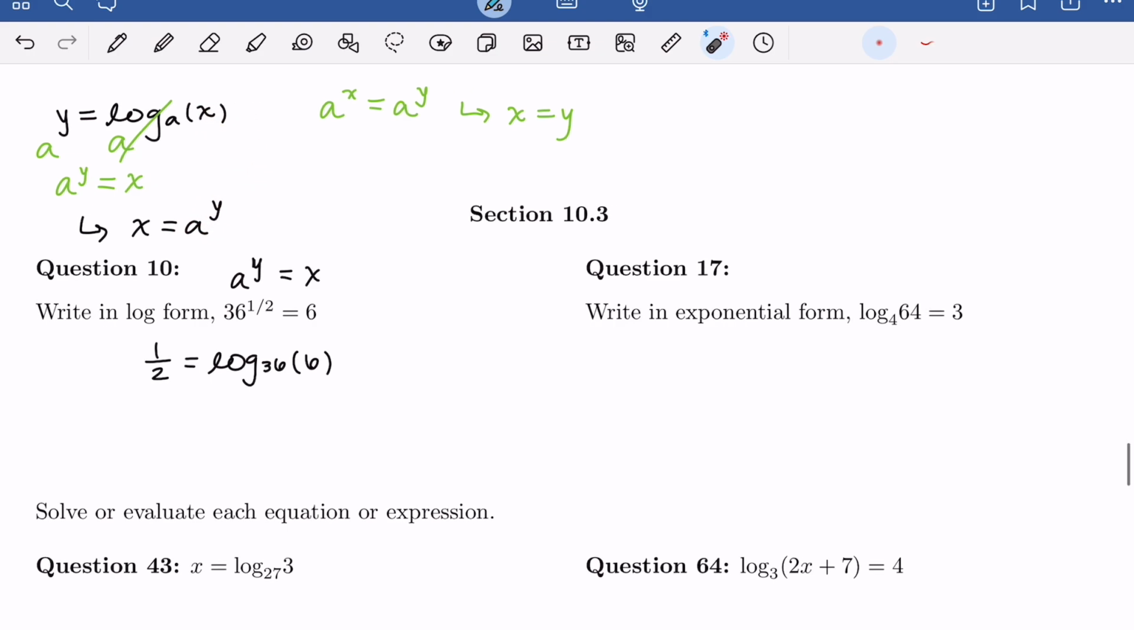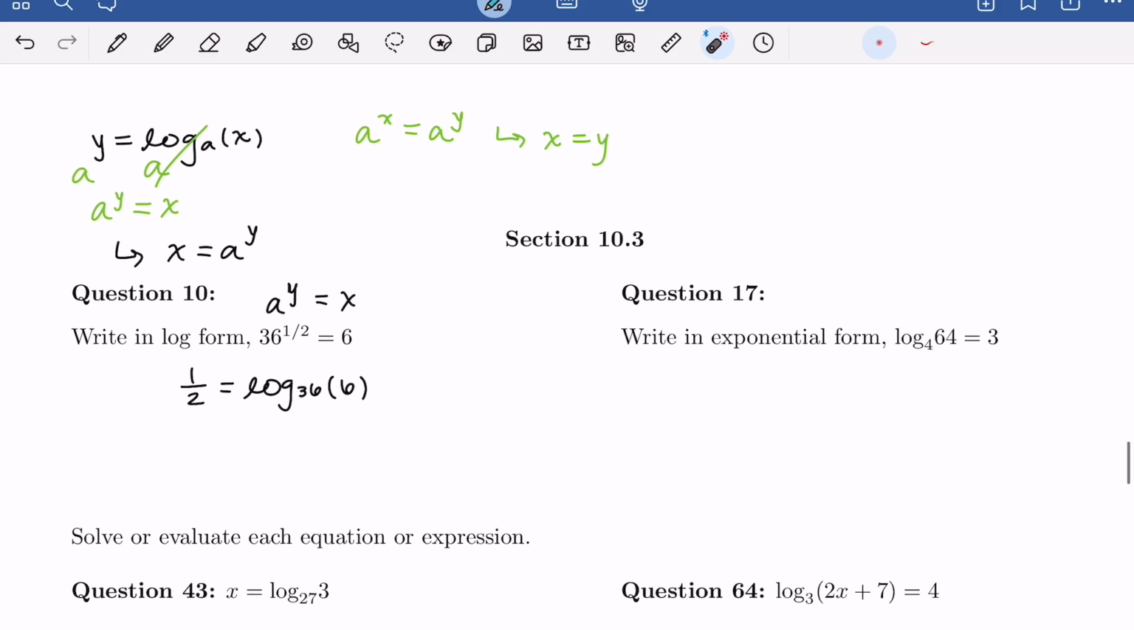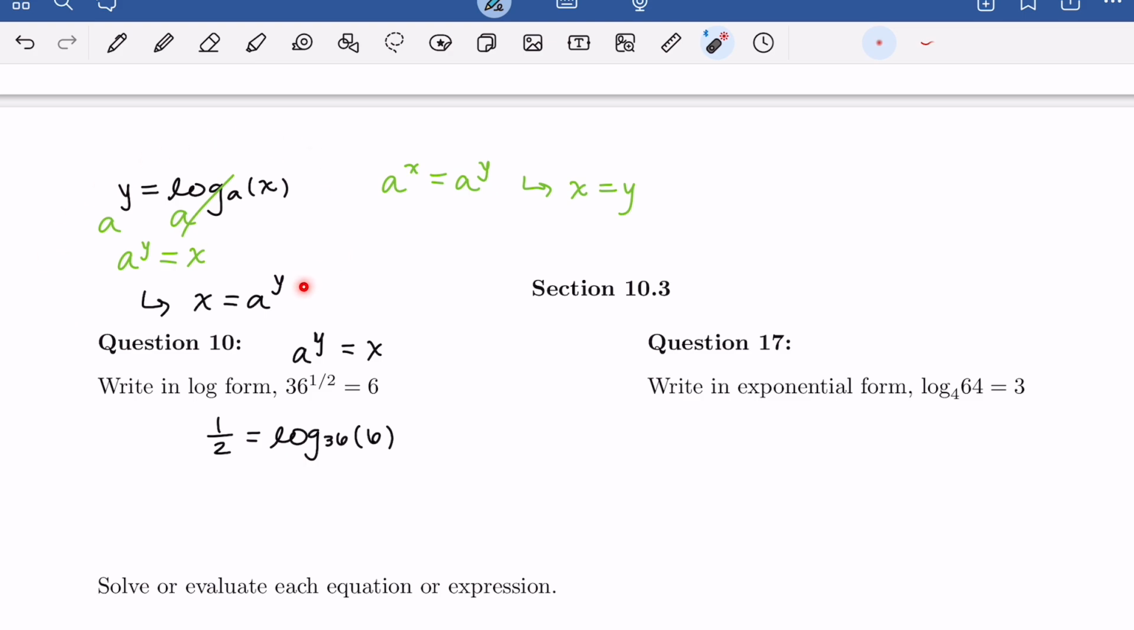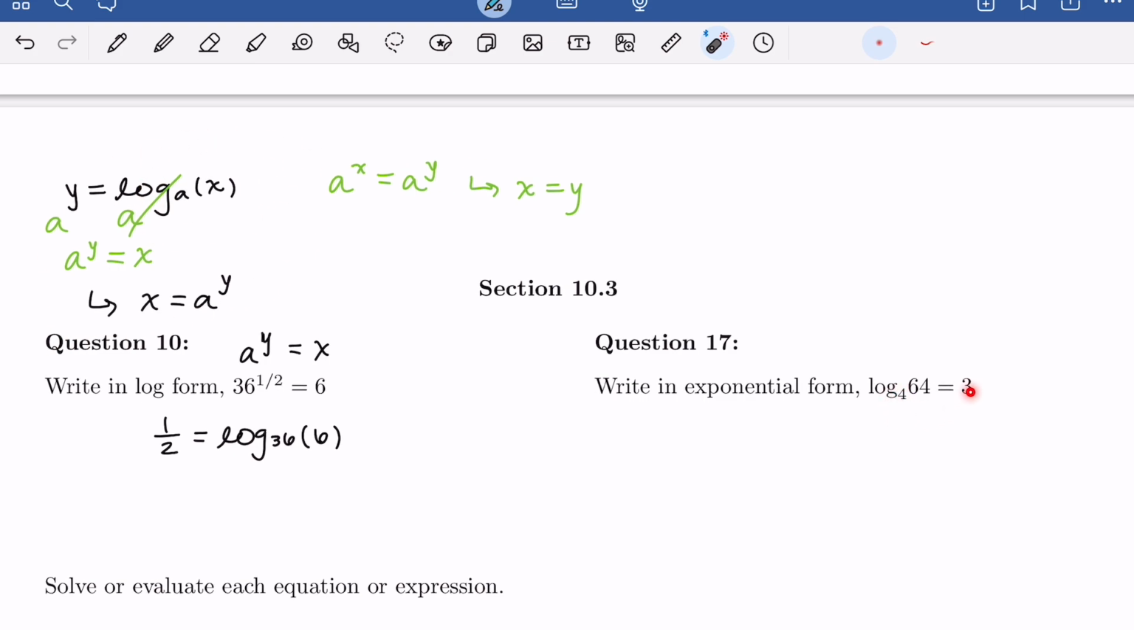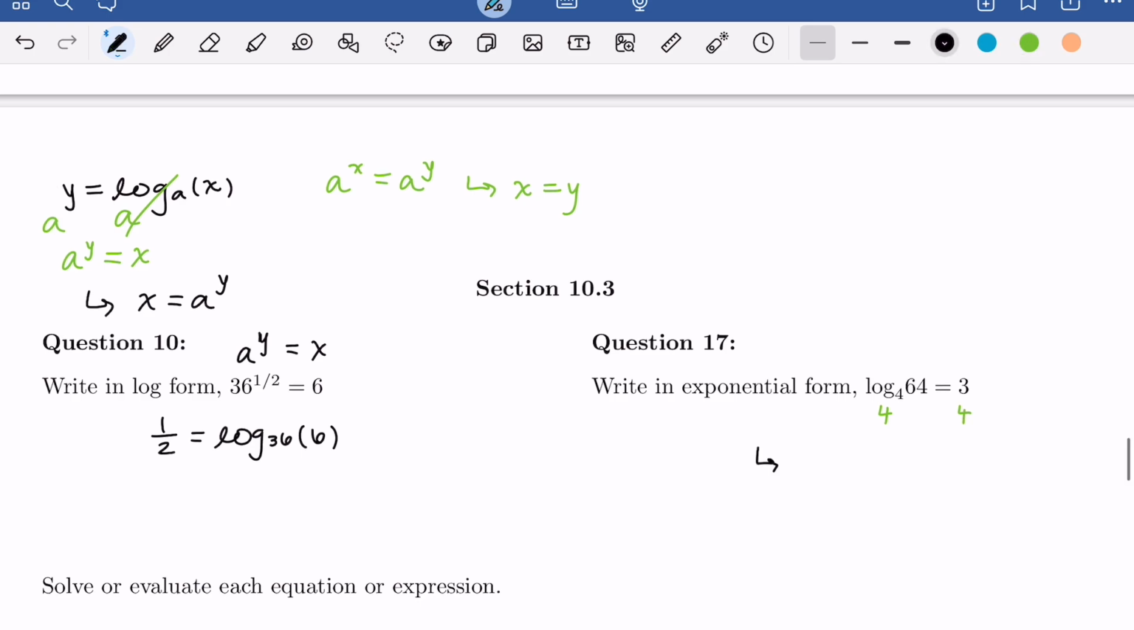All right, now for question 17, we want to write this log function in exponential form, and that's exactly what we did up here for this general situation. So what we're going to do then is take this base to both sides of our equation to undo this log here. So if I were to take both sides of our equation to base 4, what's going to happen is we're going to have 4 to this power here, and that's going to be equal to 4 cubed on the right-hand side.